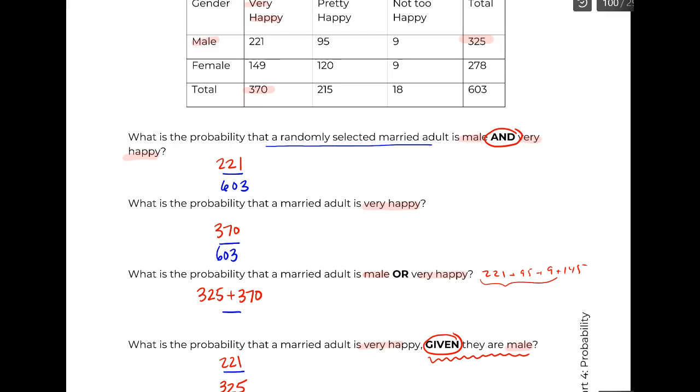He's like, but that number, if I divide by the 603, because again it just says a married adult, this is going to be bigger than 1, and probability can't be bigger than 1. There are all these females who aren't happy. So how am I going to deal with this? This is because if we add these two pieces together, we're double counting this 221. So if we subtract off that 221, then we'll get the same thing as if we just added all those pieces together.